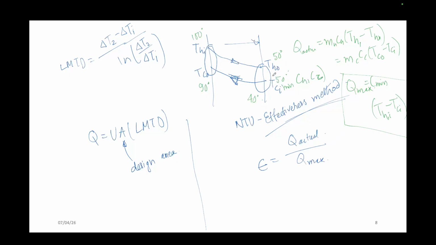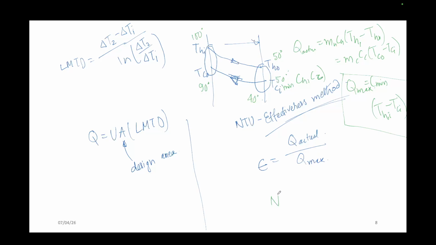So if you know the inlet temperature only, you can find out Q max, yes or no? In the question they can give you efficiency. So if they give you efficiency, you can find Q actual. So in the Q actual, you know the inlet temperature, right? So you can find out the... Or another thing is that if any of the outlet temperature is known, you can find out efficiency.